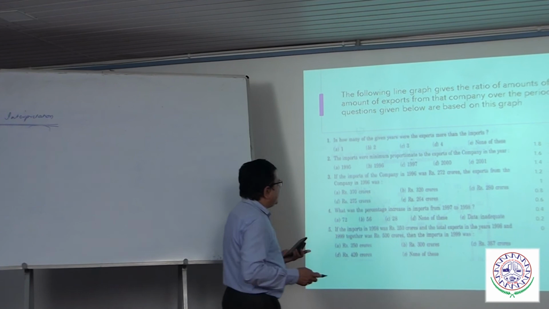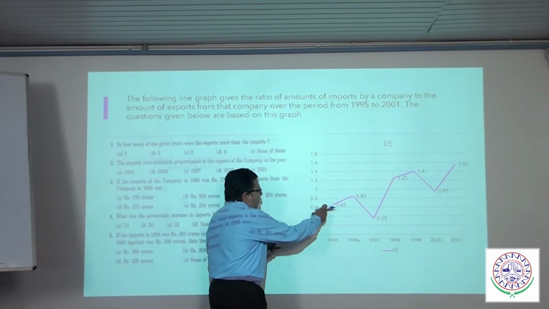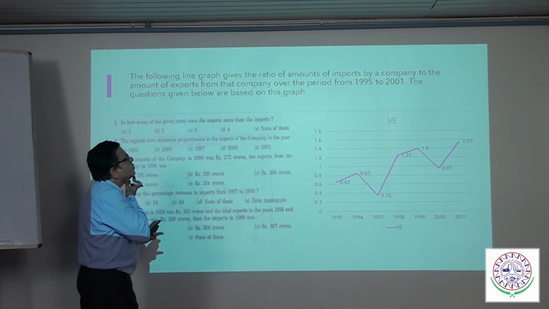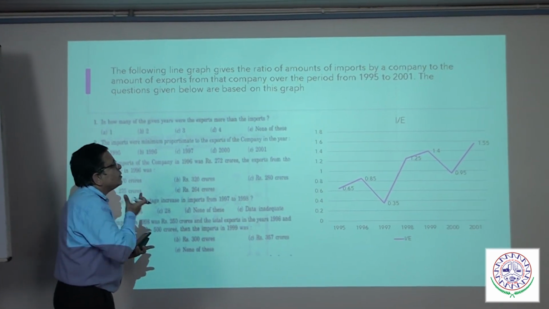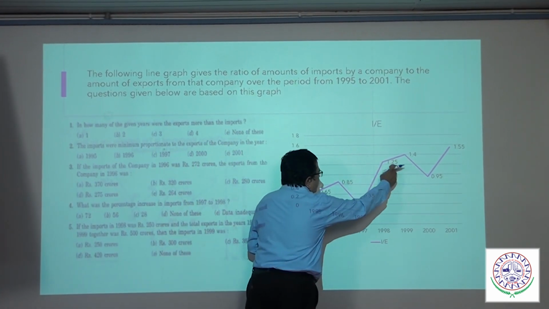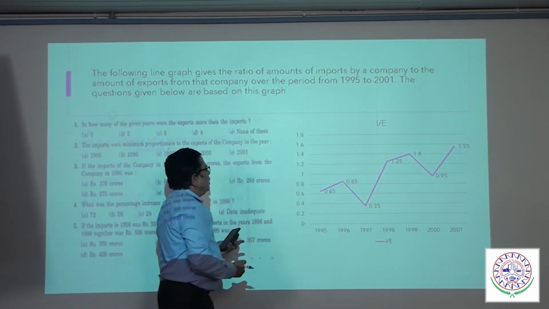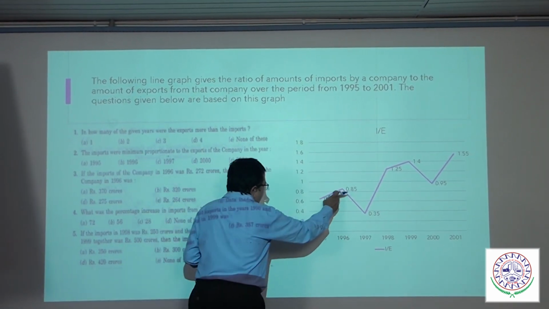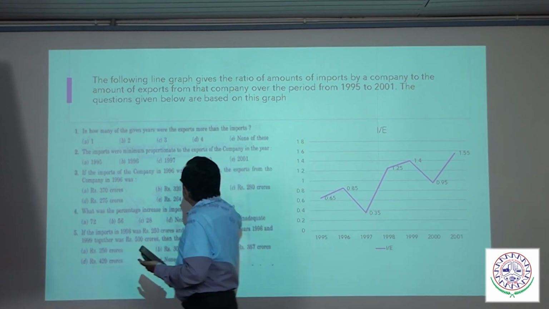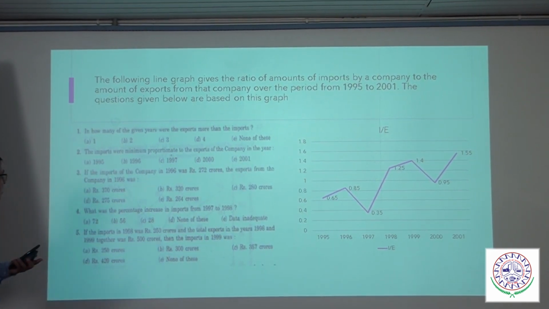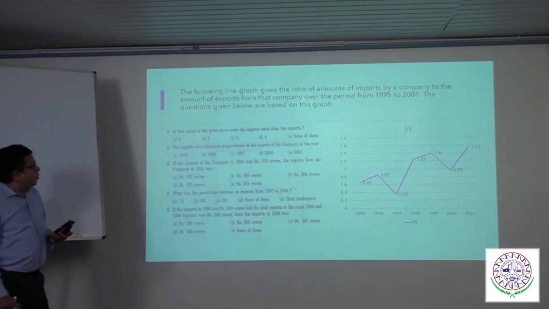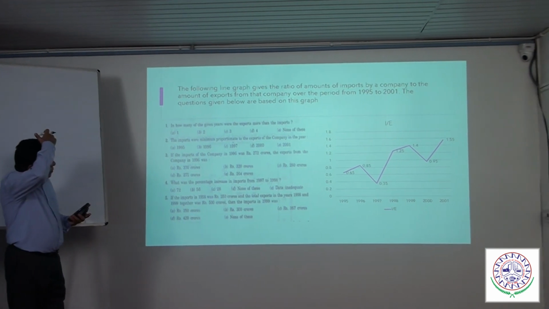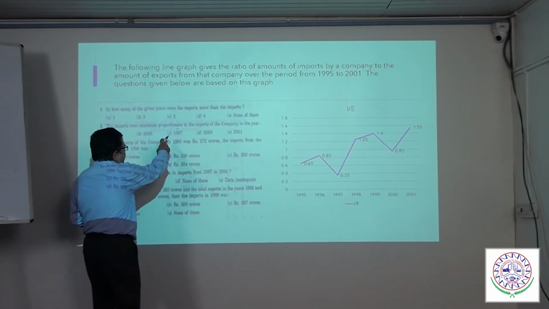And if imports are less than exports, you will have less than 1. If exports are less, then you will have more than 1. So how many times exports where the denominator was larger? 1, 2, 3, 4 times. That's the answer. The next question: the imports were minimum proportionate to exports of the company in the year. In the year which year? That is 1997.